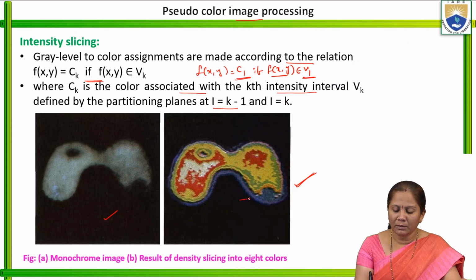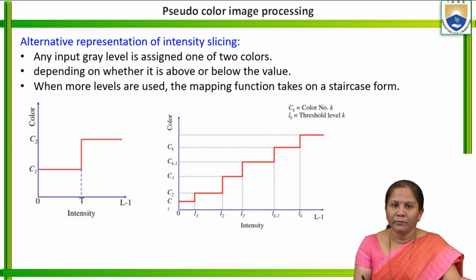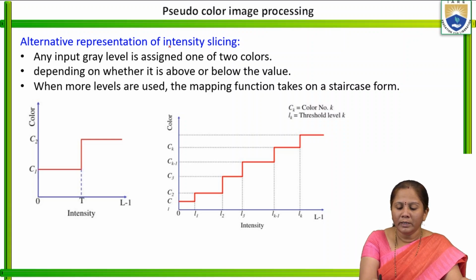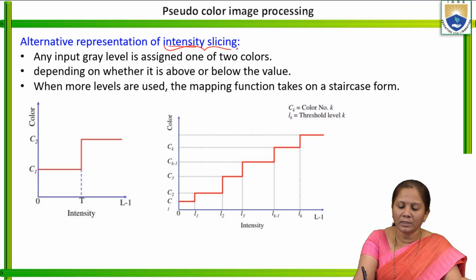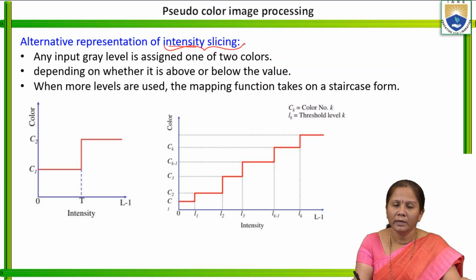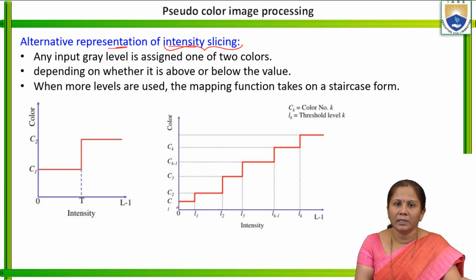And if you see this image, after applying pseudo color, it is converted by allotting a total of 8 colors. That is one way. And there is another alternative representation of intensity slicing. We are discussing intensity slicing, the first method only. One representation we have seen by considering the 3D image and plane. An alternate representation is also there for the same intensity slicing, and this is the alternate representation.